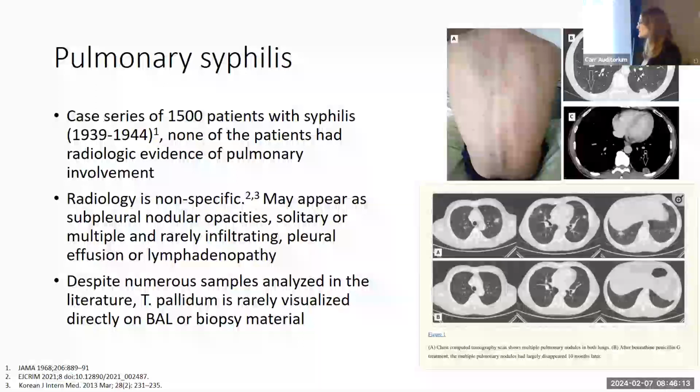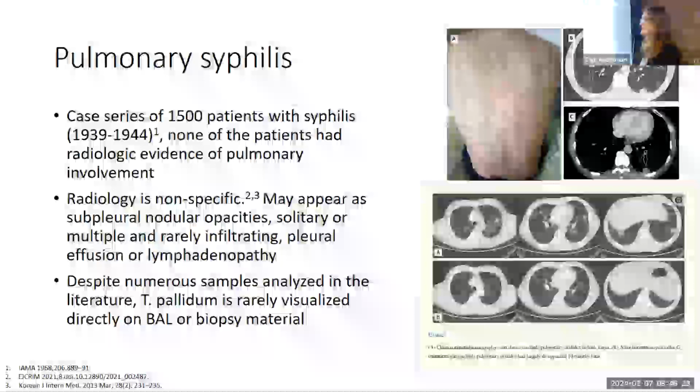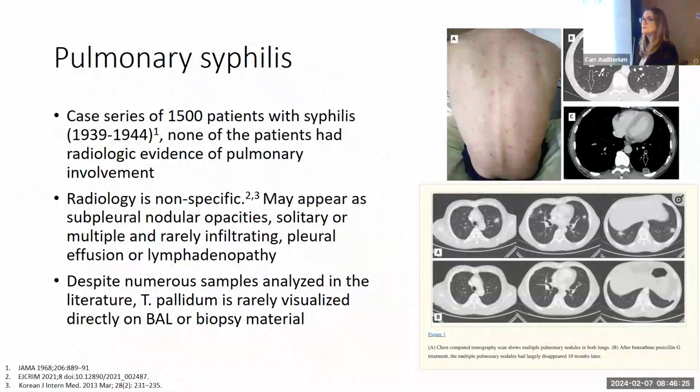This can appear in lots of different ways. It can be subpleural nodular opacities, like in the case on the top right. It can be more solid or multiple pulmonary nodules. It can present as pleural effusions in some cases. There really isn't one specific finding on imaging that can clue you in to the fact that this is syphilis.